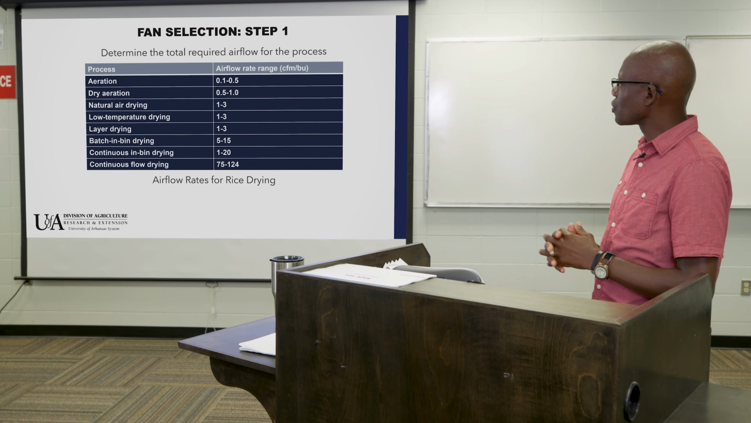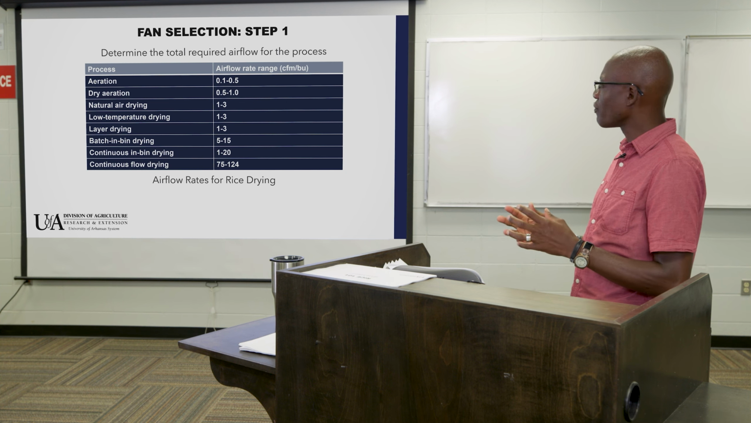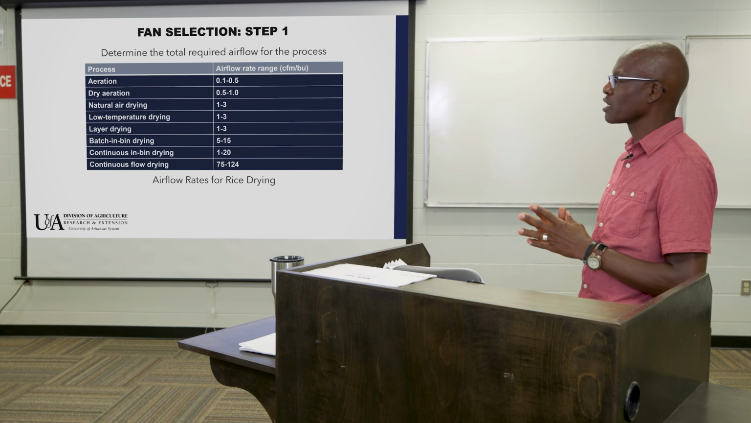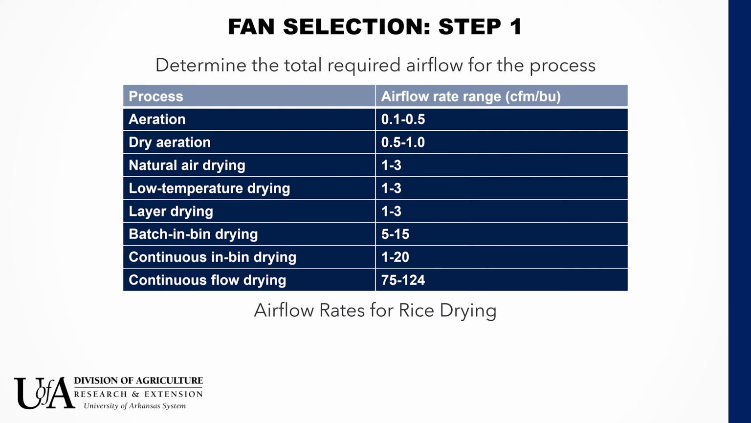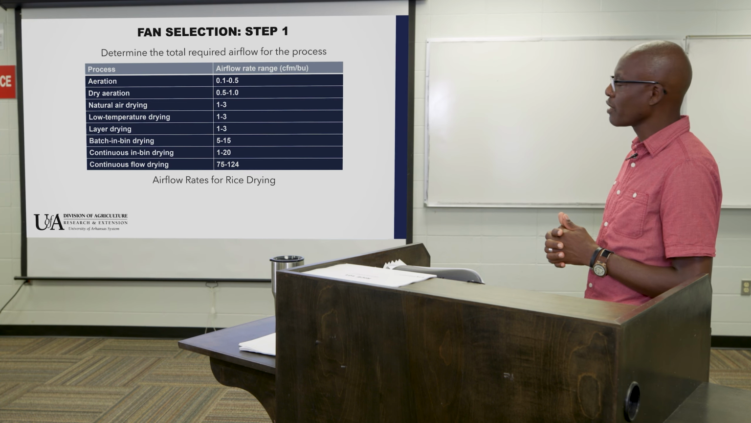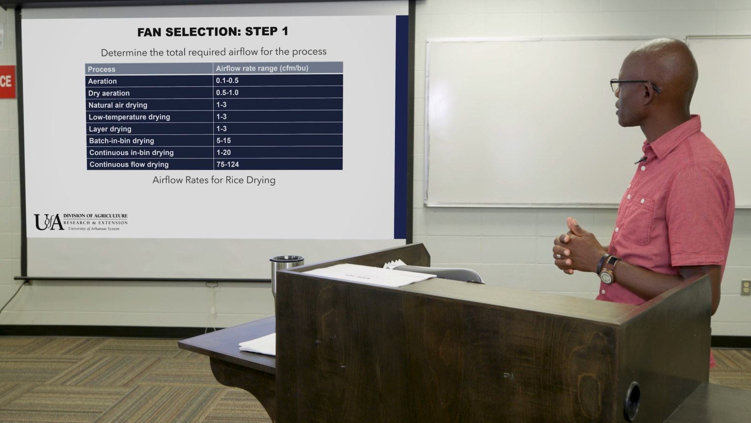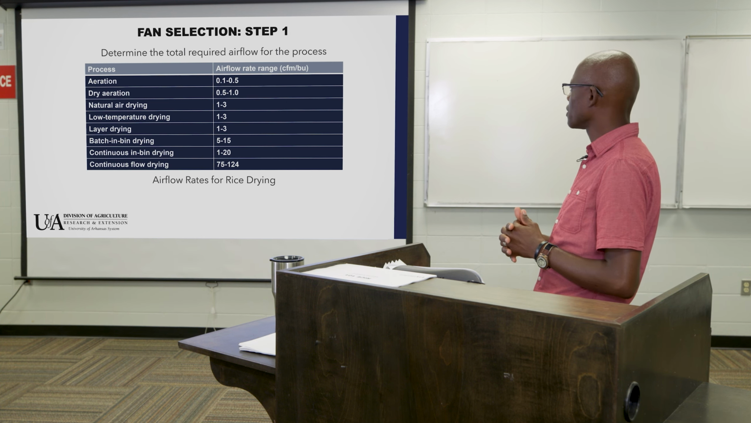And so the first step is to determine the total required airflow for your process. So there are various processes that we encounter. It could be an aeration process, a dry aeration process, a natural air drying process, a low temperature drying process, layered drying process, a batch in-bin drying process, a continuous in-bin drying, or a continuous flow drying process. All these drying processes require different minimum airflow or airflow ranges. If we are going to do a natural air drying process, we require airflow rates between 1 and 3 CFM per bushel.